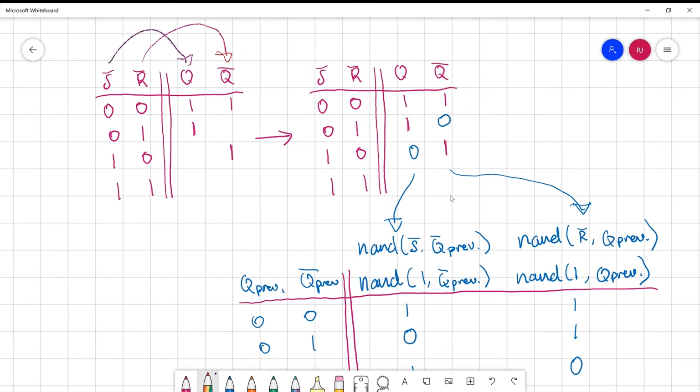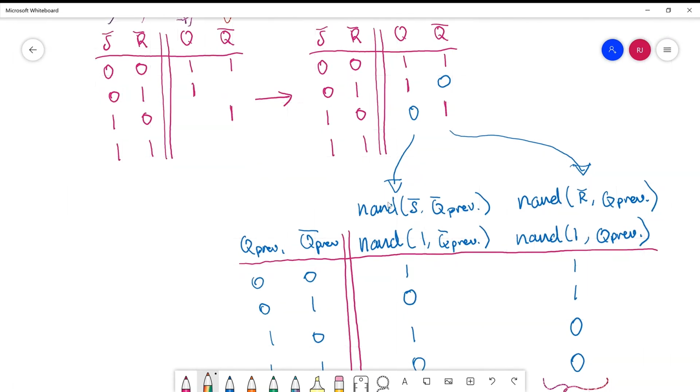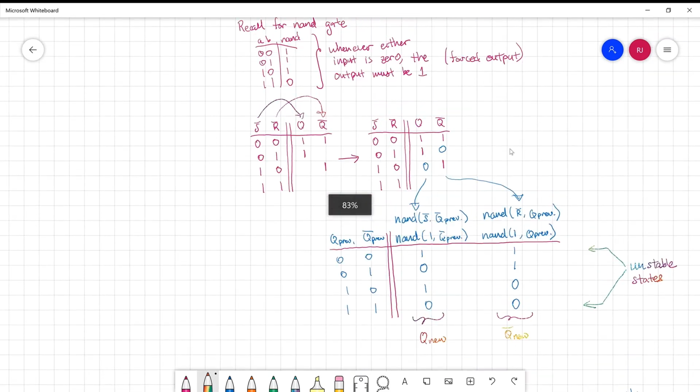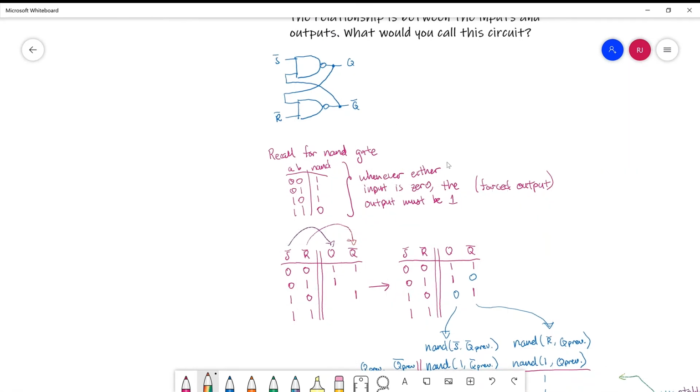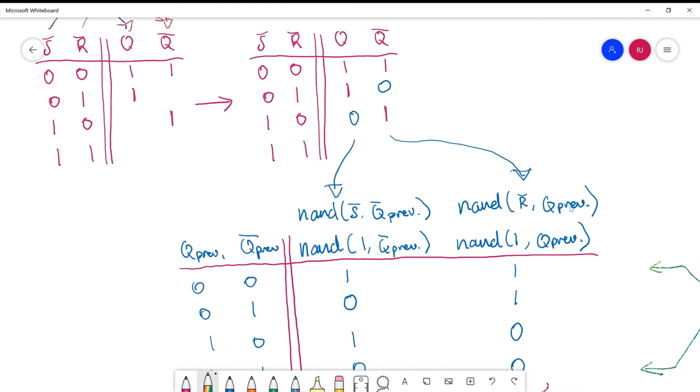So what I've gone ahead and done is just list out how to compute what Q would be when S bar and R bar are 1. And so it would just be the computation NAND of S bar and whatever the previous value of Q bar was. So again, remember that Q is the output of the NAND gate that takes S bar as an input. Similarly, Q bar is the output of the NAND gate that takes R bar as an input. Therefore, Q bar would be the computed value of NAND of R bar and the previous value of Q.